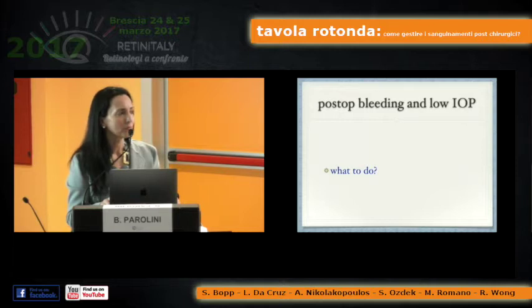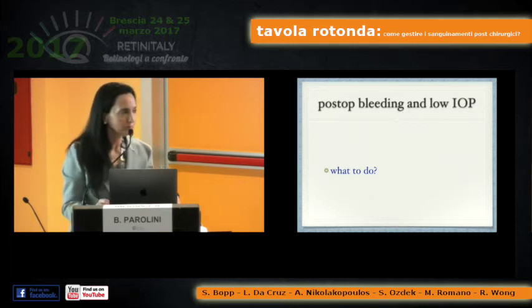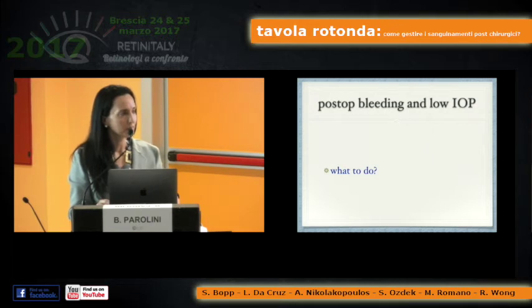But if it's a 25 or 27 gauge vitrectomy, you can just put air into the vitreous so that it will seal the leaking point probably. I wouldn't hesitate to do that.